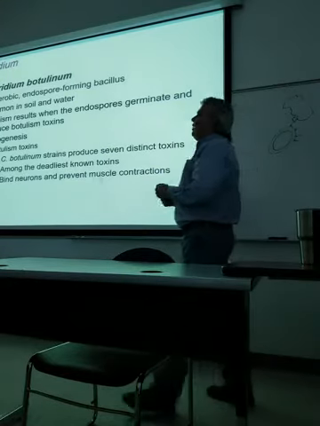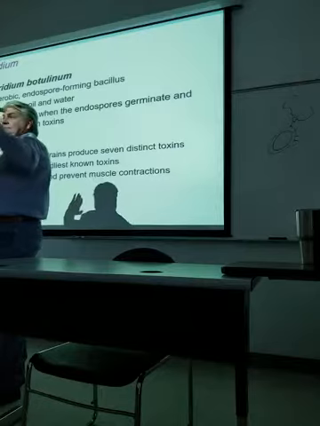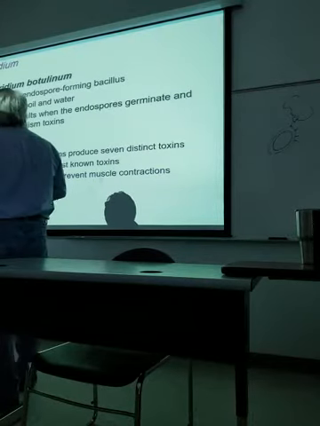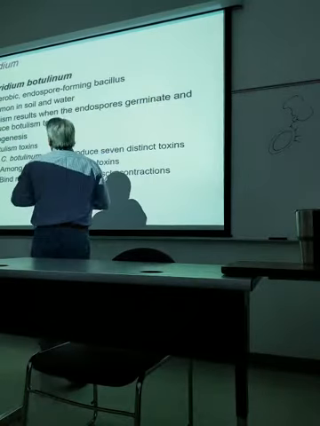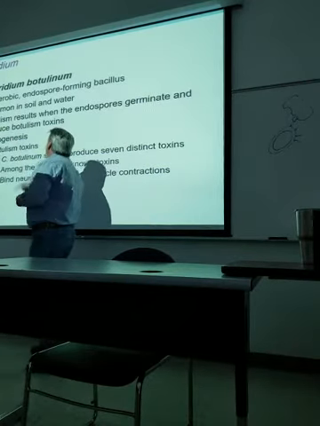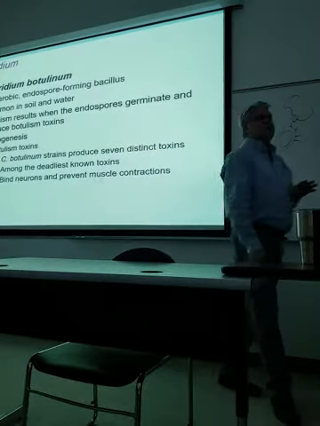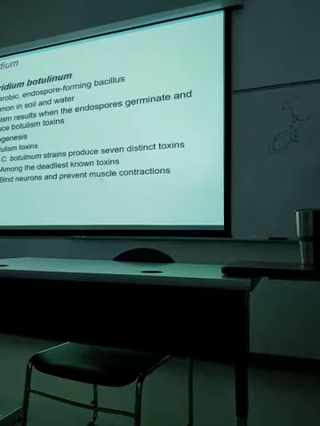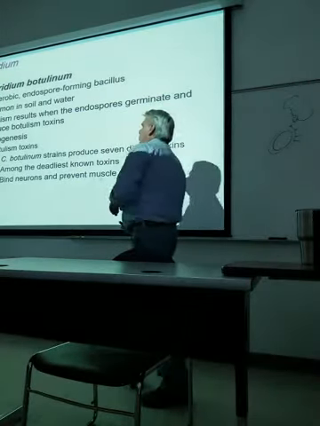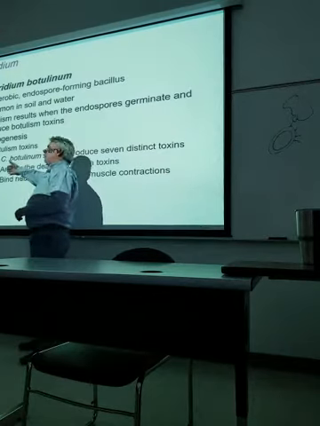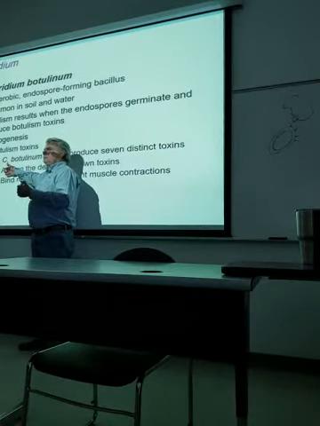So, what is this called? Botulism. Common in soil and water, botulism results when the endospores germinate and produce botulism toxin. Botulism toxin strains used to be 7. It is now 12, not 7. Maybe it'll be 14. I have to look it up, but there's at least 12 distinct toxins. You can scratch that out on your notes, because they are the deadliest toxins known to man. Period.